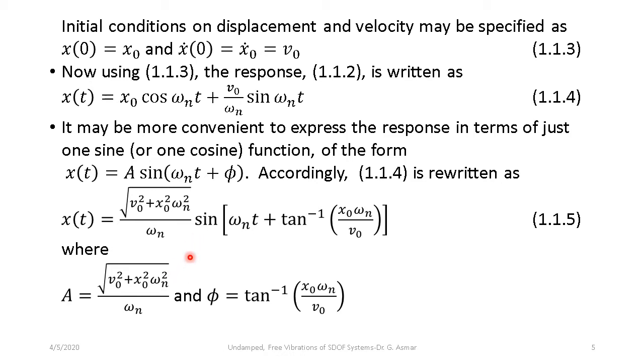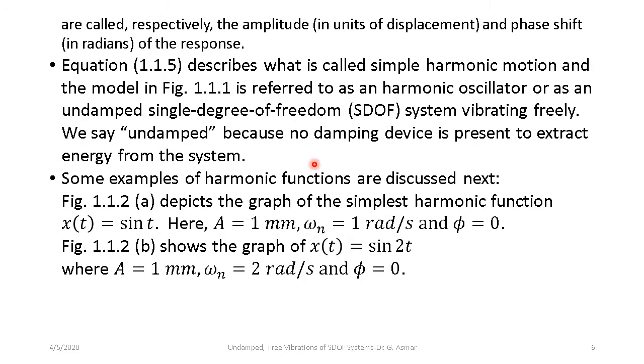The coefficient here of the sine, which is a, is equal to square root of v naught squared plus x naught squared omega n squared over omega n. That's called the amplitude. And phi right here, which is tan inverse x naught omega n over v naught, is called the phase shift. The amplitude and the response, of course, have units of displacement, and the phase shift is in radians.